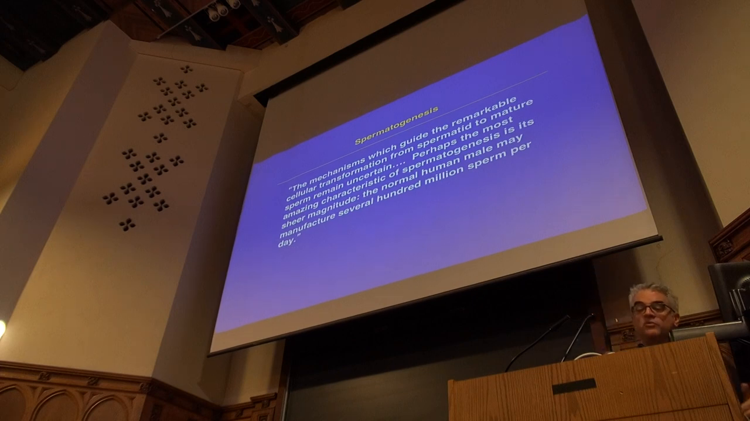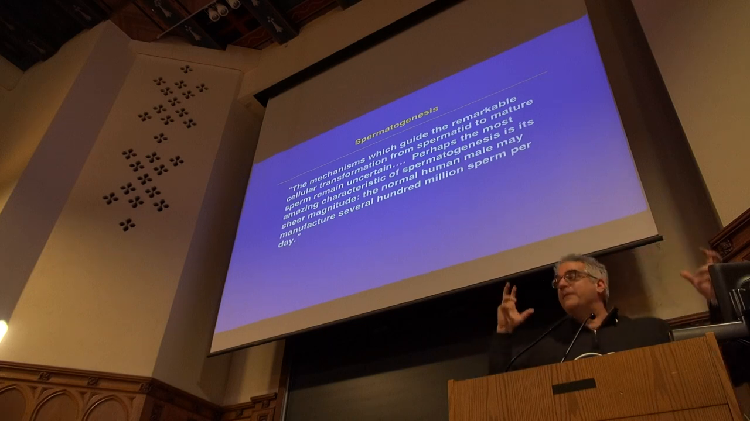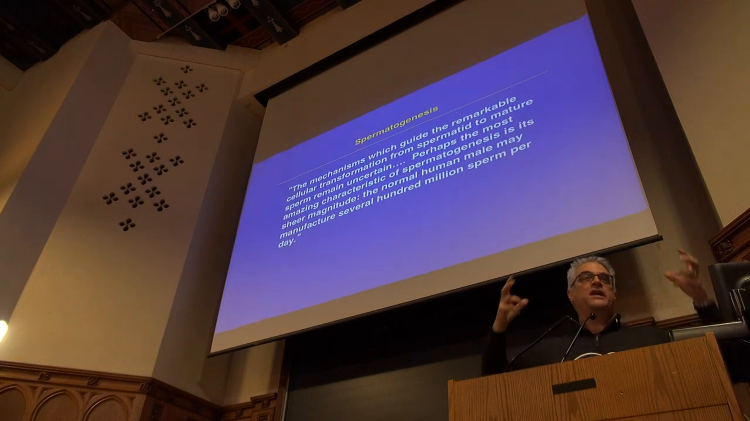And contrast this with the process of failed reproduction in men. The mechanism which guides the remarkable cellular transformation from spermatid to mature sperm remains uncertain. Perhaps the most amazing characteristic of spermatogenesis is its sheer magnitude. The normal human male may manufacture several hundred million sperm per day. Wow! I mean, this is like an incredible achievement, right? Compared to the sloughing and denuding and dying.